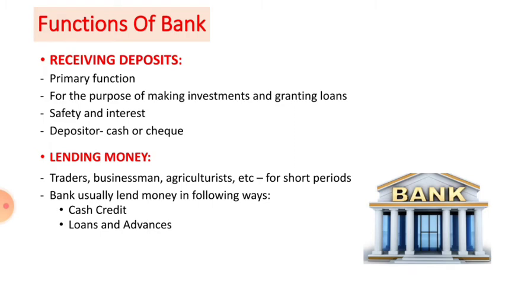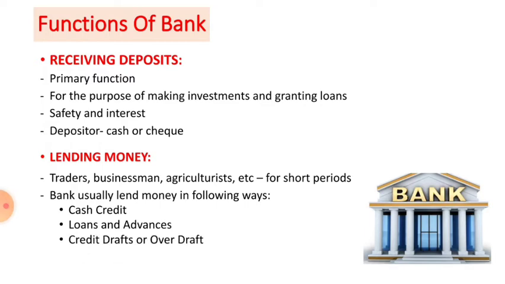Second one is loans and advances. A specified amount is granted for a specified time period, like for 1 year, 2 years, 3 years. However, interest is charged on the full amount of the loan. Loans are generally granted against security of certain assets or on a personal guarantee.